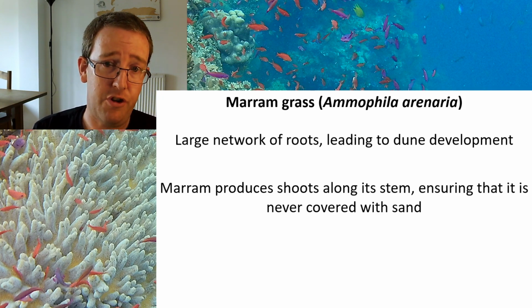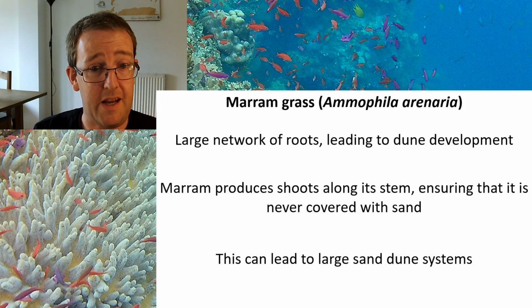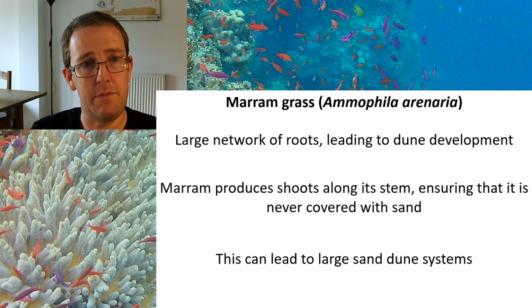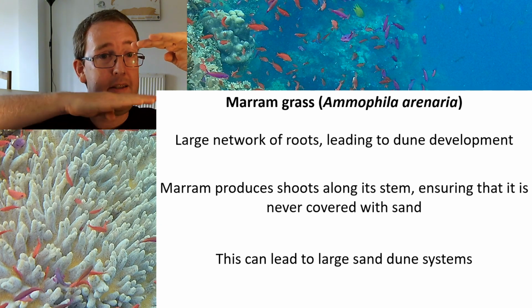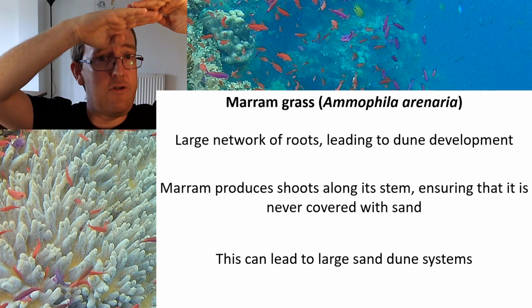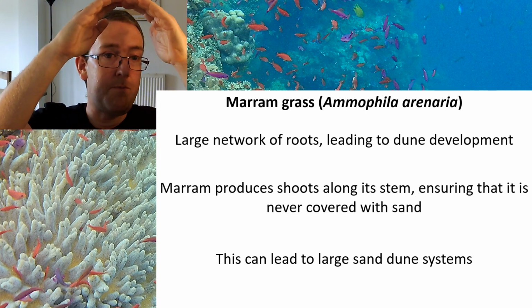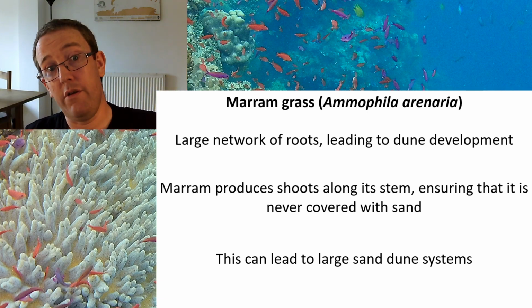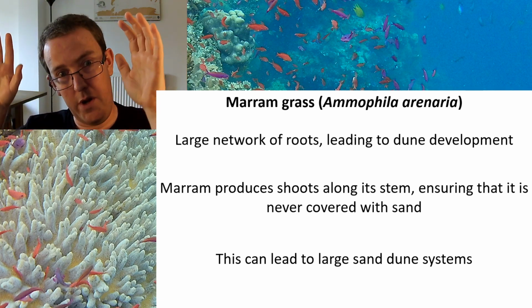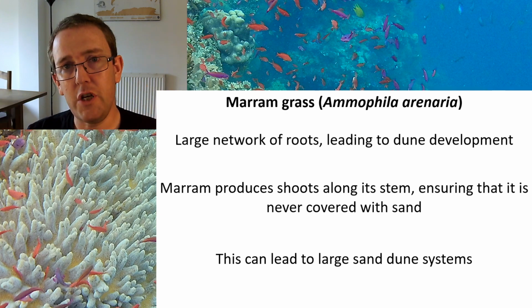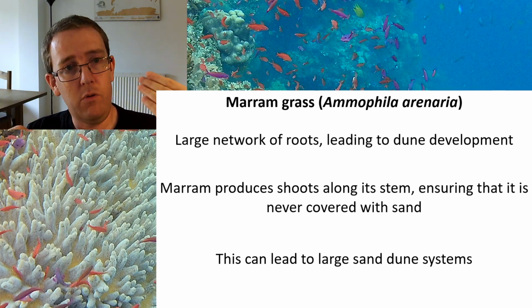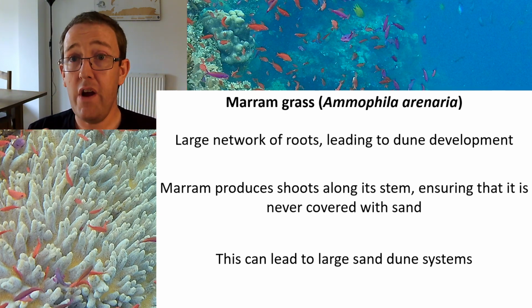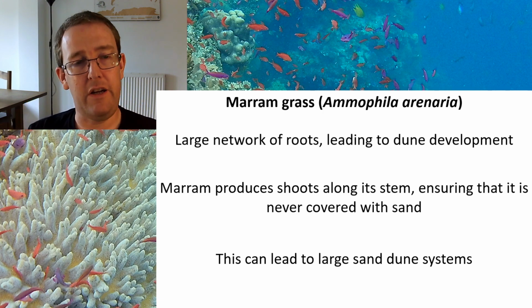Marram grass produces shoots along its stem, ensuring it's never covered with sand, and it leads to large sand dune systems. So as the marram grass gets bigger, the sand dune gets bigger, the marram grass gets bigger, the sand dune gets bigger, and we get what we call these big yellow dunes. Now, of course, if you think what happens behind those yellow dunes, the wind speed's going to be lower, the temperature's going to be warmer, you're going to get less salt and spray from the sea. So already we're changing the abiotic conditions quite drastically just due to our pioneer species and then the marram grass.